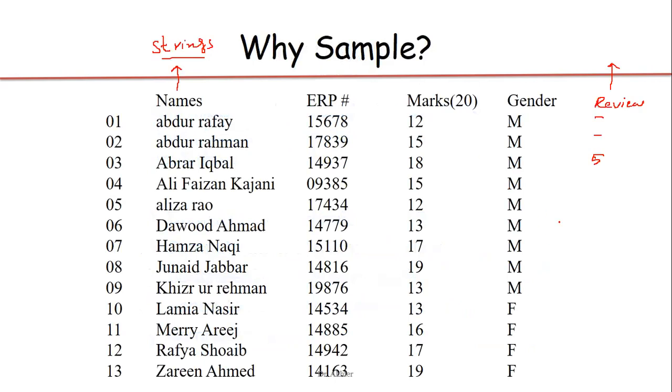So this is the slide in which we have three variables: the ERP numbers, the marks out of 20, and the gender, either male or female. We have to select a random sample of size 5. So how do we select a random sample of 5? We have to draw the random sample. I'm just completing this example in Microsoft Excel.